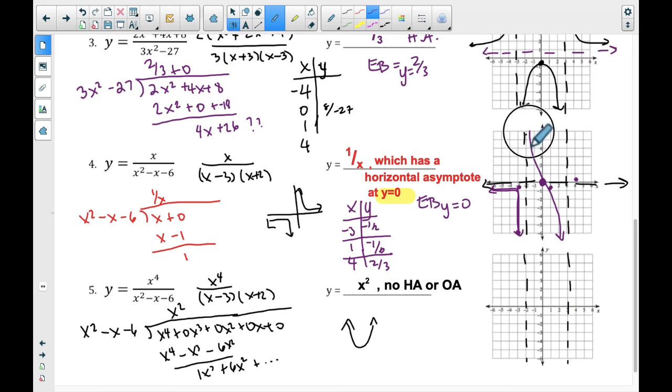But here's what it looks like. It can pass through the horizontal asymptote. It just can't rest on it. I know the horizontal asymptotes are a little strange. I agree, I give you that. Next, vertical asymptote is odd, end behavior.